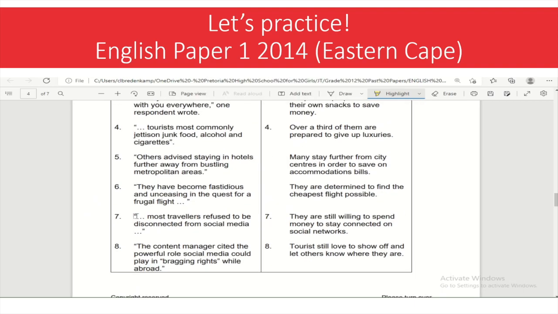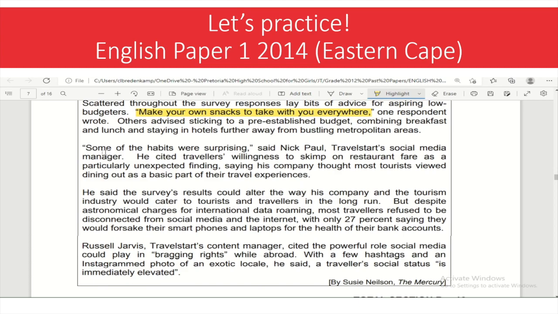So, they have become fastidious and unceasing in their quest for a frugal flight. Most travelers refuse to be disconnected from social media, and the content manager cited the powerful role social media plays in bragging rights while abroad. Does this paragraph fit into any of this memo? No, it doesn't. So let's move on to the next one.